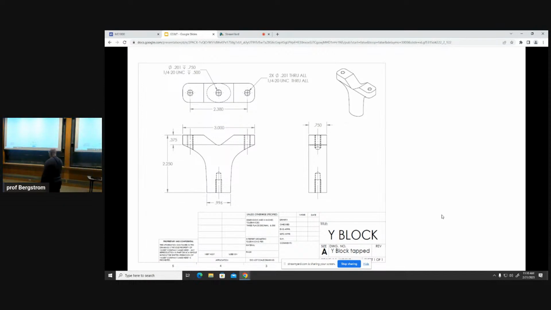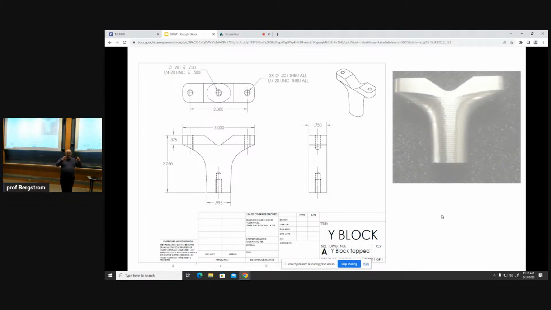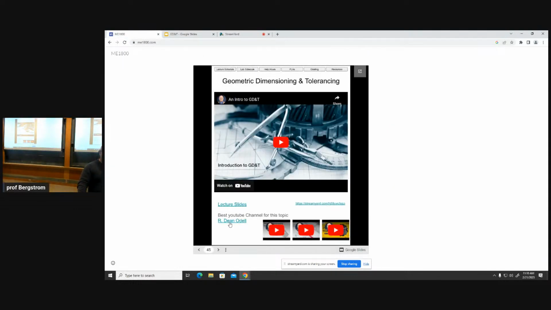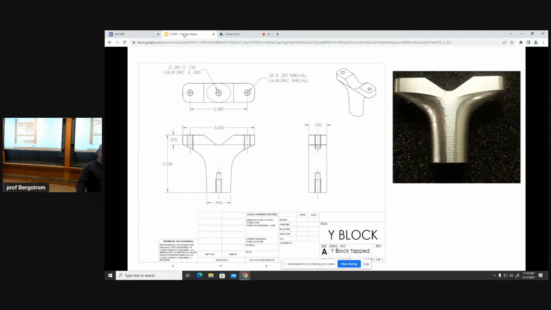All right, so I want to focus on the tolerance side of GD&T. The geometric dimensioning part, the GD part of GD&T, is super important. I'm not an expert, and I don't want to pretend to be an expert. We can go to YouTube when we want to learn how. Later in the presentation, I actually have a recommended YouTube channel to look at. Or maybe it's right here. It's on this slide. This guy, R. Dean Odell. Go to his YouTube channel. He's the best at teaching that as far as I've found.